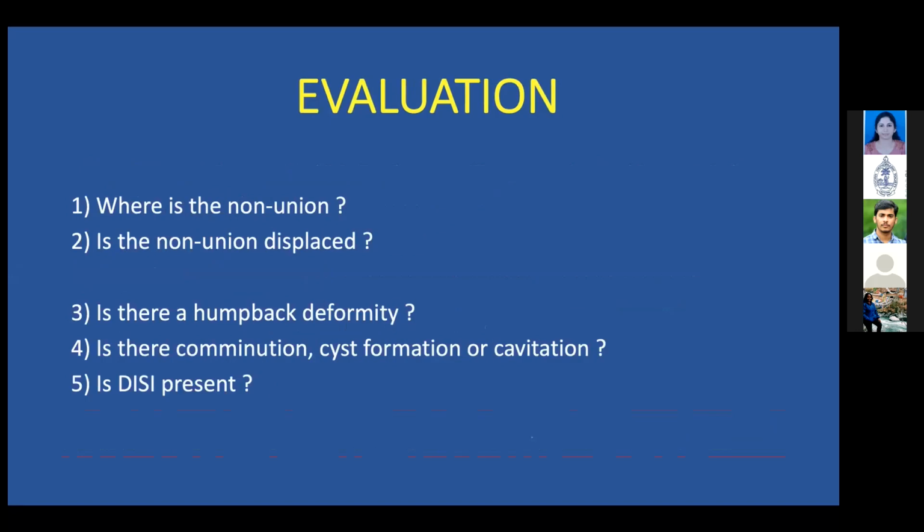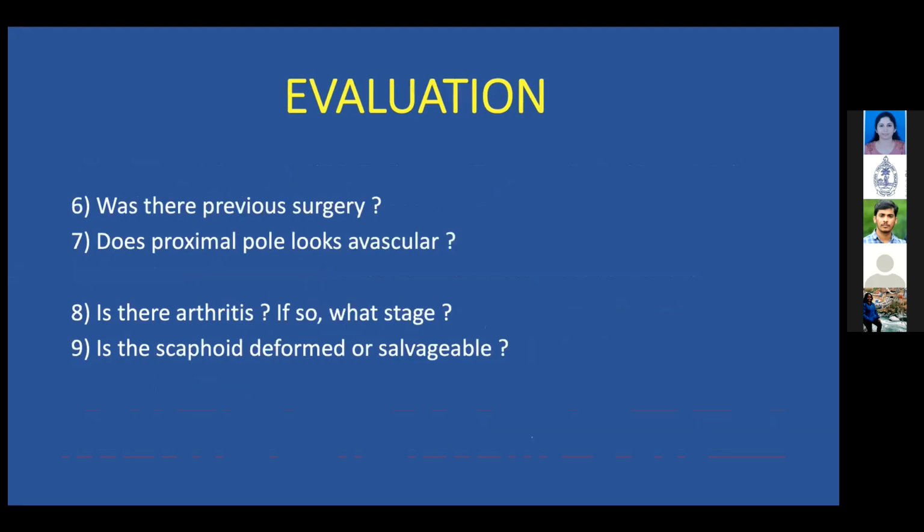First is, where is the non-union? Second, is it displaced? Third, is there a humpback deformity? Fourth, is there comminution, cyst formation, or cavitation? Fifth, is DC present? Was there a previous surgery? Does the proximal pole look avascular? Is there arthritis? If so, what stage? And the last is, is the scaphoid deformed or salvageable?